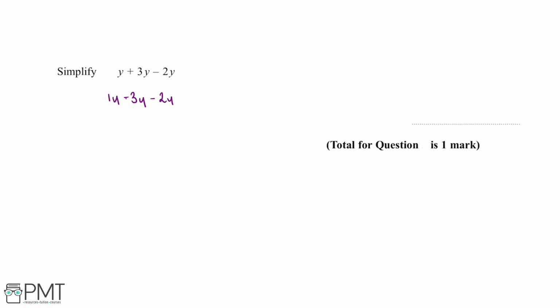So we can start off with the addition. 1y plus 3y will be equal to 4y, and then the minus 2y. And then 4y minus 2y will be equal to 2y. And this question's worth 1 mark, and this will be for the correct answer.